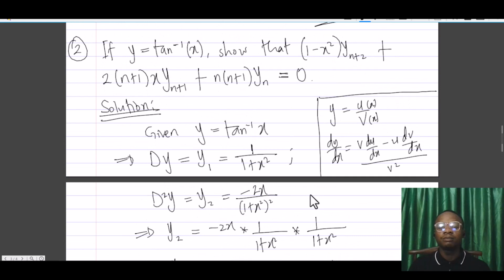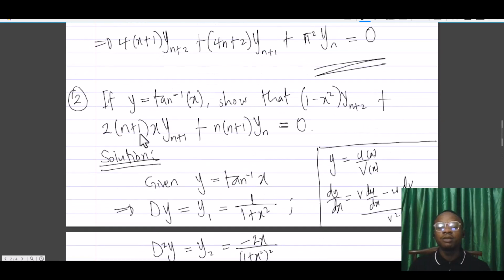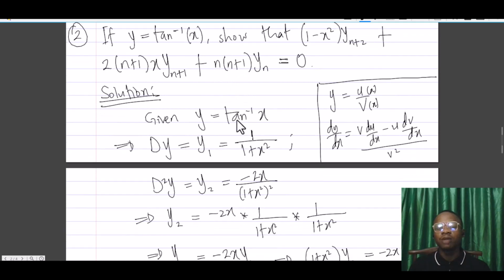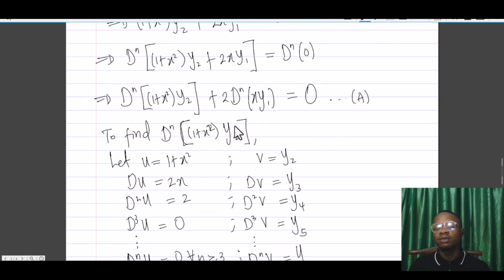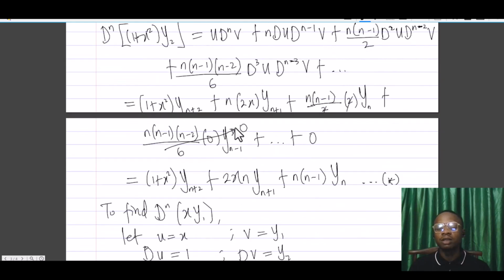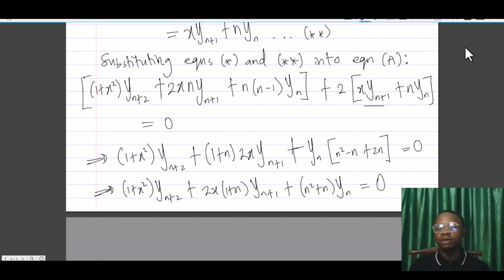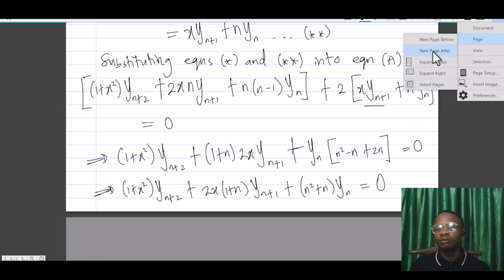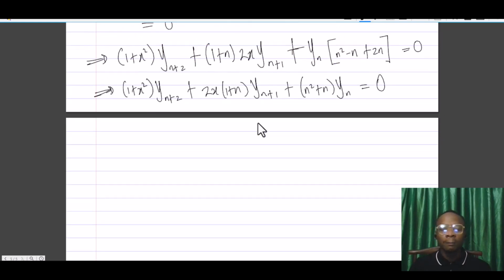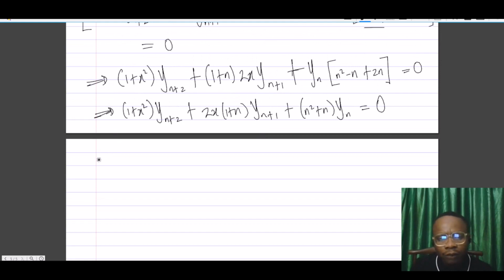We'll see that shortly. So for our final expression, we have 2 into n plus 1 x into y sub n plus 1, then n into n plus 1 y sub n. So that's exactly the same as what we got. So we just write it in the format of the final expression expected from the question. So finalize our result. So we are good to go.